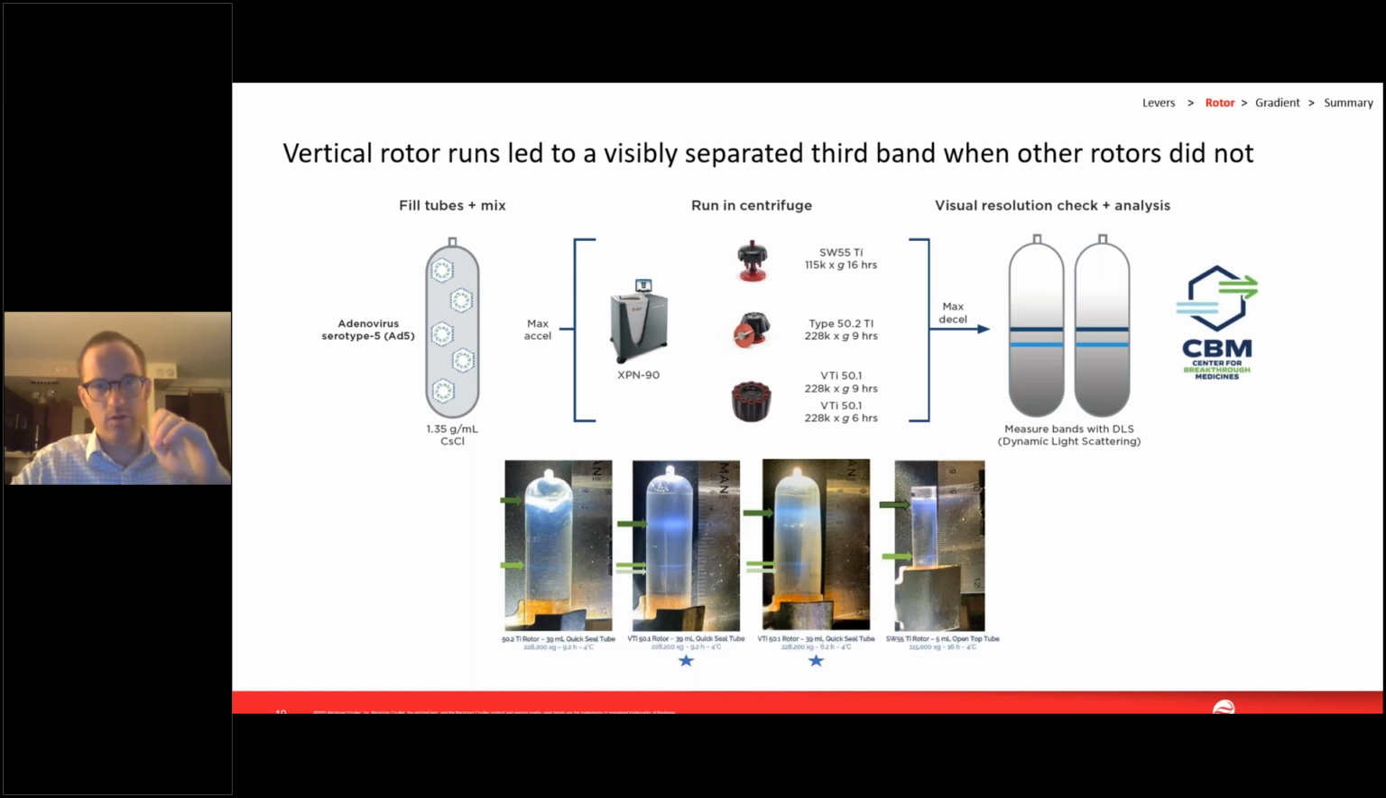But then when we used the VTI 50.1, we actually saw a third band there. And so this is just illustrating that improved resolution that you're able to get with a vertical rotor. Now, those bands do exist in the other rotors, but you're not able to distinguish between them. They look like one band because the density is so similar there. So with the shallower gradient in the vertical rotor, you're able to better separate.